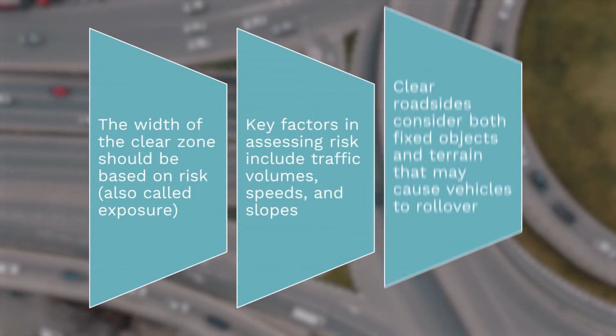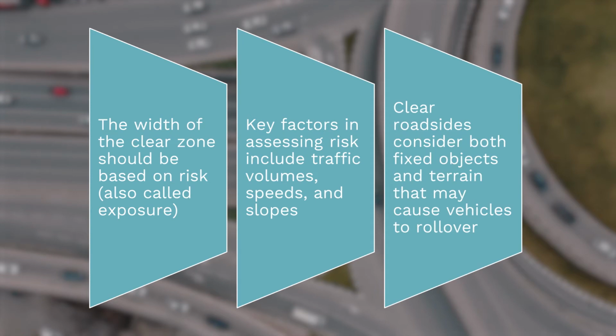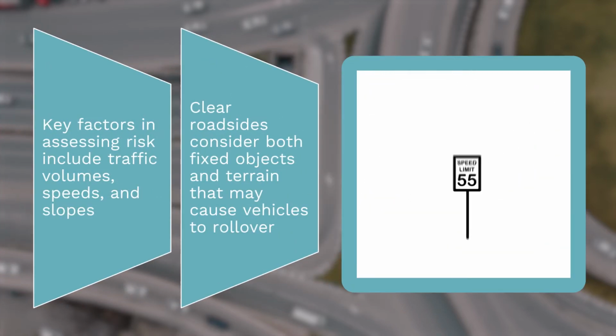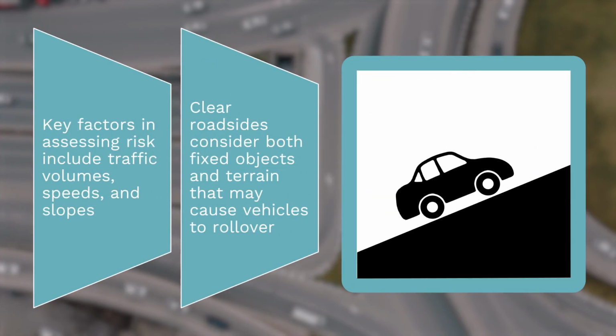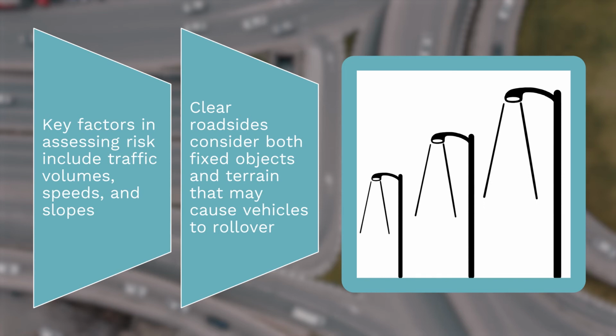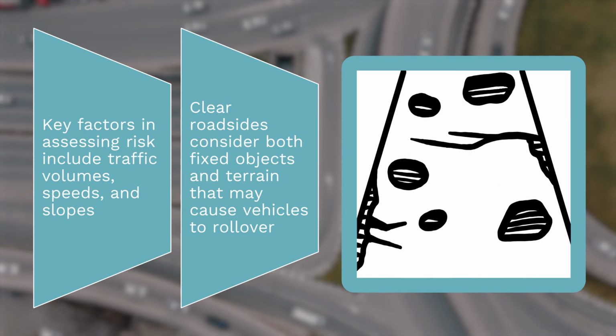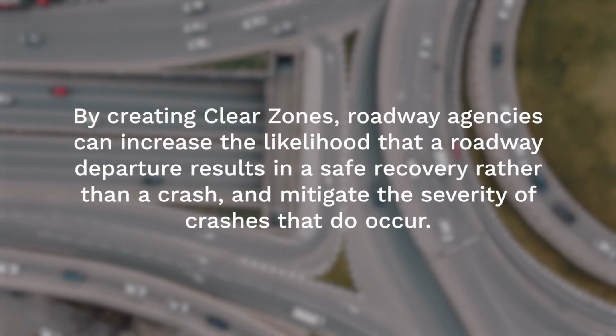The Roadside Design Guide states that the clear zone starts at the edge of the traveled way. The width of this clear zone is based on risk or exposure. The key factors in assessing this risk include traffic volumes, speeds, and/or slopes. Clear roadsides will consider not only fixed objects, but the terrain that may cause vehicles to roll over. By creating clear zones, roadway agencies can increase the likelihood that a roadway departure will result in a safe recovery rather than a crash, and will mitigate the severity of crashes that do occur.